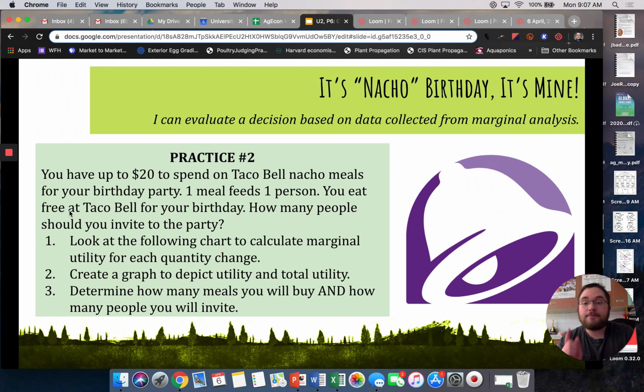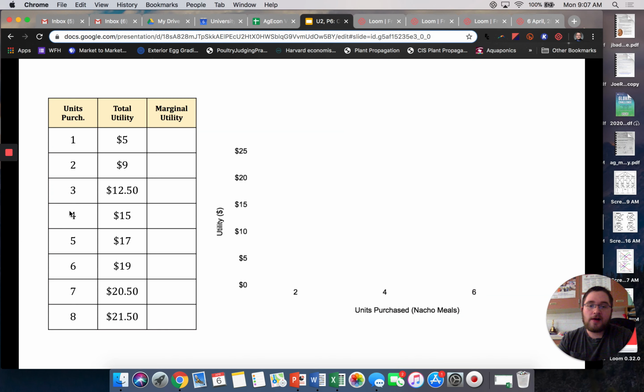Number 1, look at the chart to calculate marginal utility for each quantity change. Remember the formula I gave you, so you're going to subtract the dollar changes for each of the units. Number 2, create a graph to depict marginal and total utility. And number 3, determine how many meals you will buy and how many people you will invite. Remember, it should be pretty similar for that answer. Hint, hint: remember, you eat free for your birthday. So why don't we hit pause and do this on our own after you see the data here, and then make your graph and we'll compare answers.